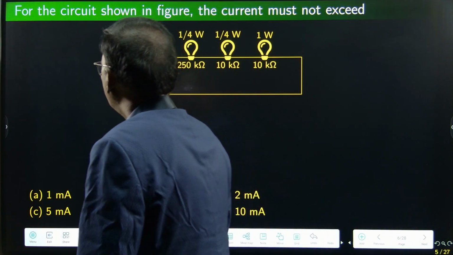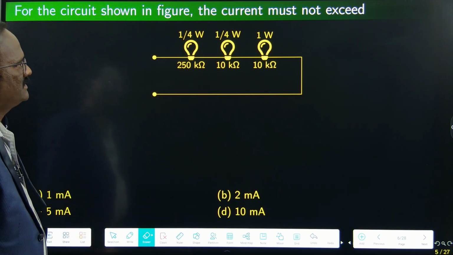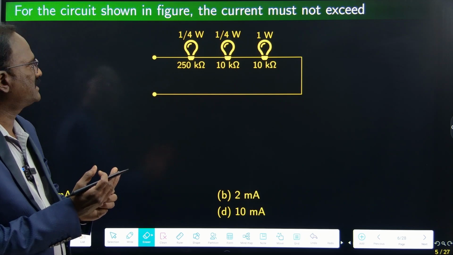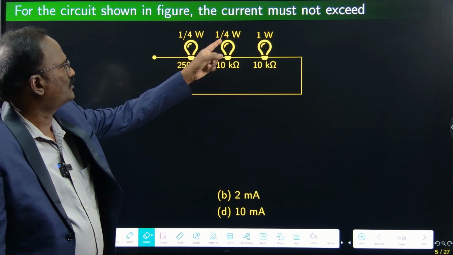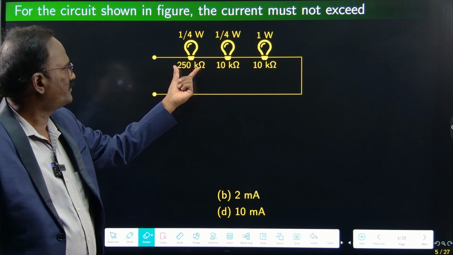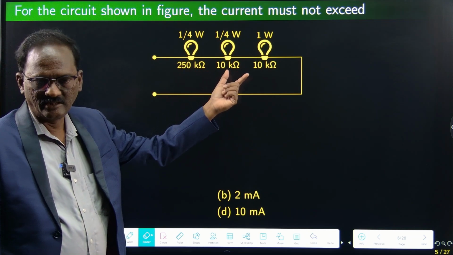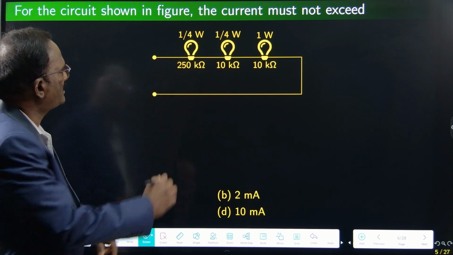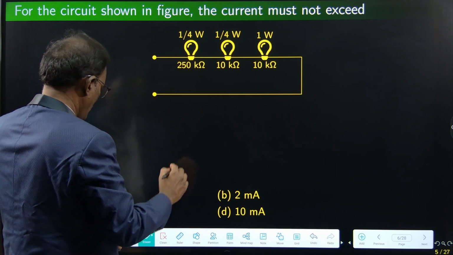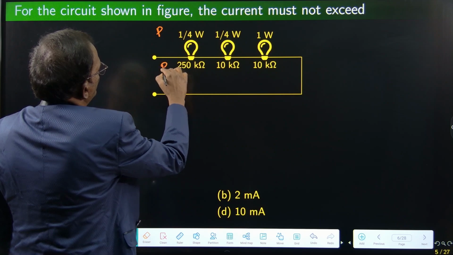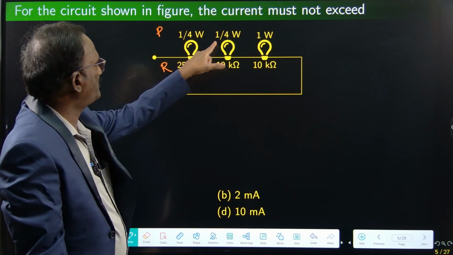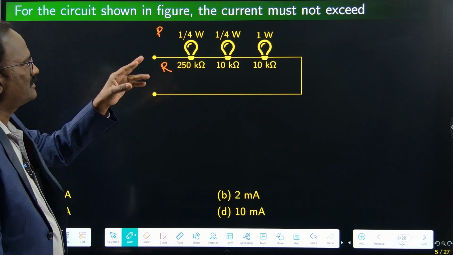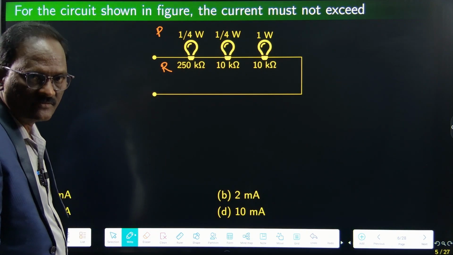Yes, next problem. For the circuit shown in figure, the current must not exceed what? So 3 bulbs are connected in series: 1 by 4 watts, 1 by 4 watts and 1 watt, with 250 kilo ohms, 10 kilo ohms and 10 kilo ohms resistance values. Voltage rating is not given. Power value and R value are available: P1, R1, P2, R2, P3, R3. To find the current, we need voltage. First, let us find the voltage value.